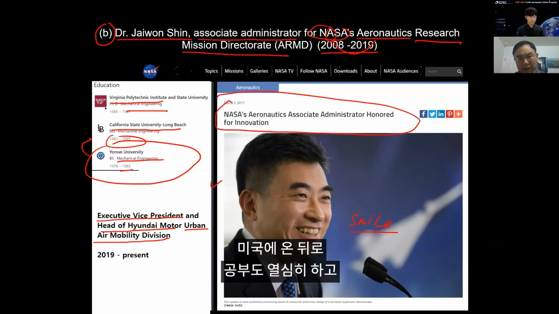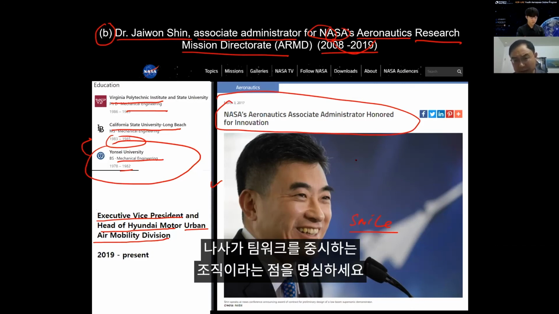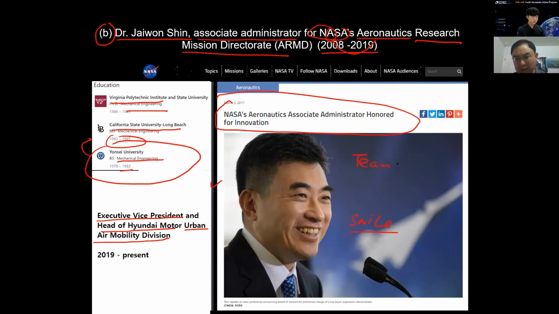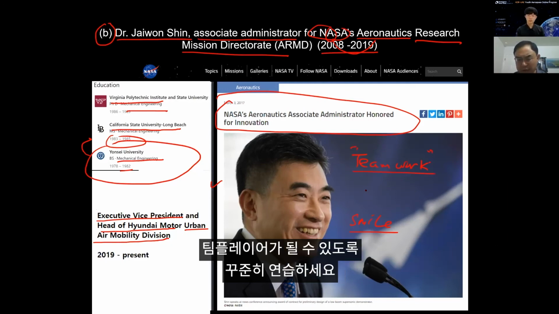I'm pretty sure he did his best when he came to America. And then smile, teamwork, especially if you plan to come to the United States, thinking about working in a place like NASA. NASA really values teamwork, right? So while you're in school, get involved, right? And train yourself so that you become a team player.